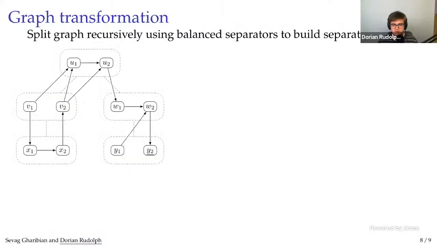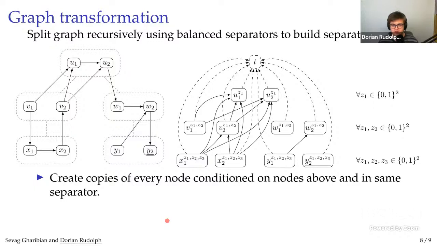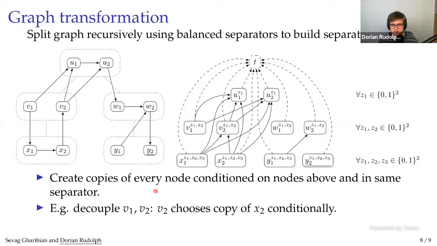Before the graph transformation, we split the graph recursively using balanced separators to build a separator tree in which each node corresponds to a separator in the subgraph induced by its descendants. To transform the graph, we create copies of every node conditioned on nodes above and in the same separator. For example, we want to decouple the nodes V1 and V2, so these two nodes here.